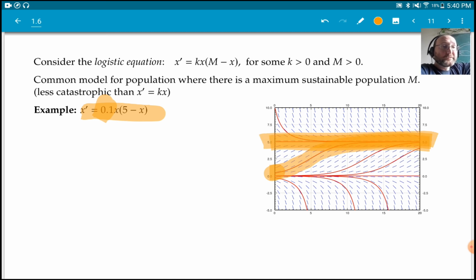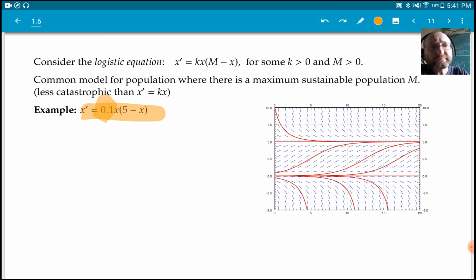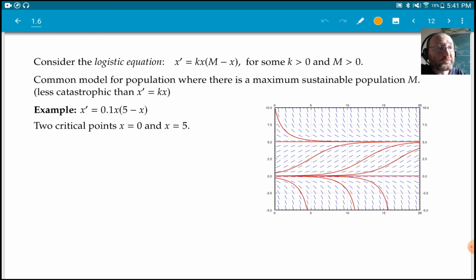Now, if you put more fish in the fish pond than the maximum sustainable population, then you again approach 5. It's maybe not as good for the fish. They die off until you approach the maximum sustainable population, and then it stays there. Now you notice that this right-hand side has 2 critical points. One at x equals 0, that's because of this factor, and one at x equals 5, that's because of this factor. And those correspond to these equilibrium solutions.